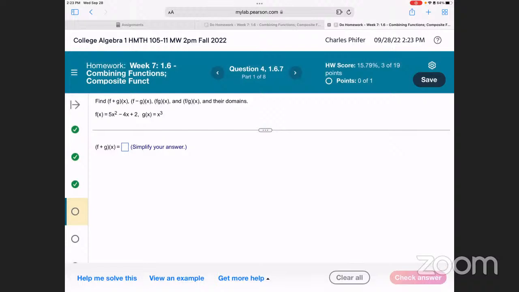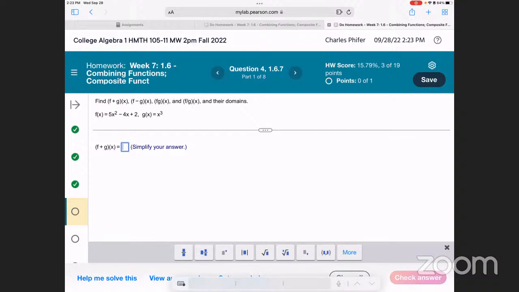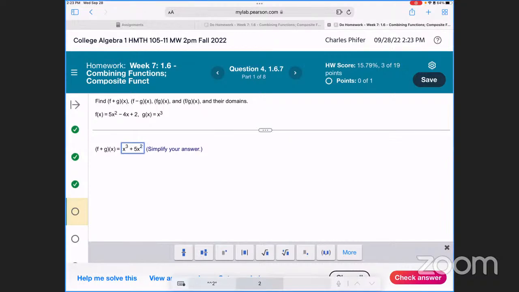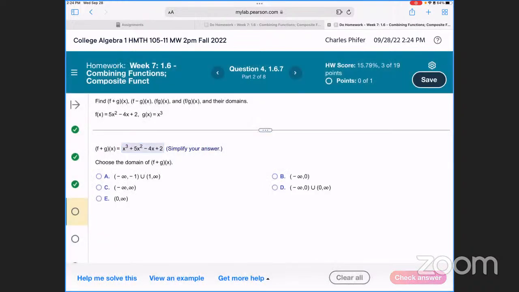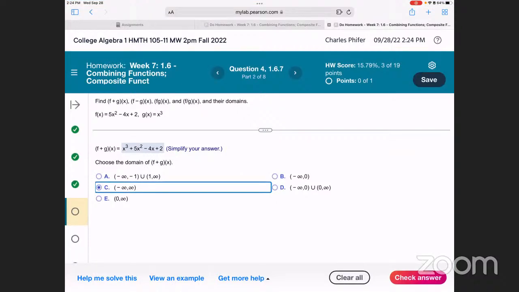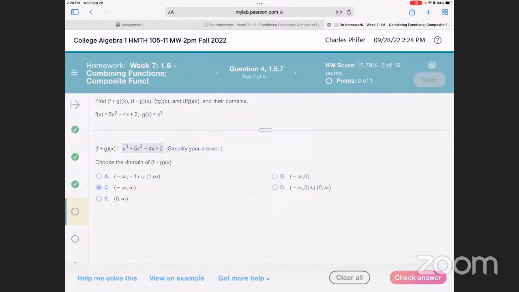All right. So we have this F and this G, kind of the same deal, right? So F plus G. So we can do x cubed plus 5x squared minus 4x plus 2. No restrictions, right? We got a parabola and a cubic, so both of those domains are all reals, so their intersection is going to be all reals.